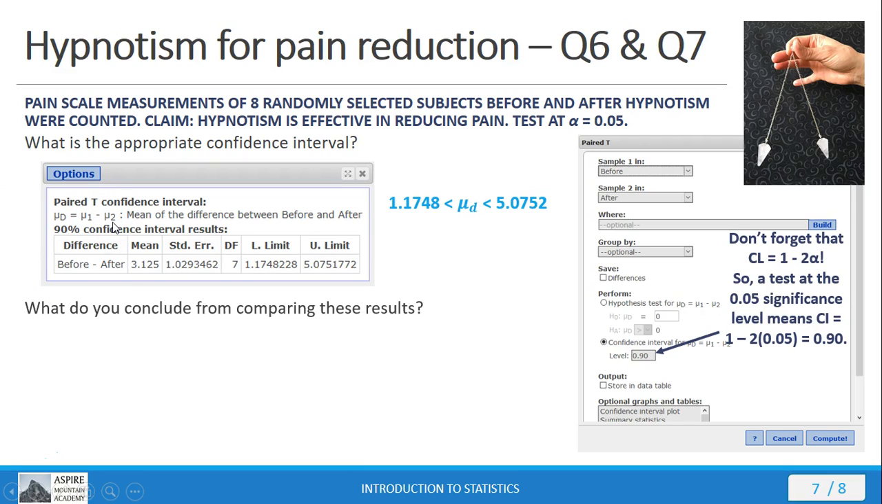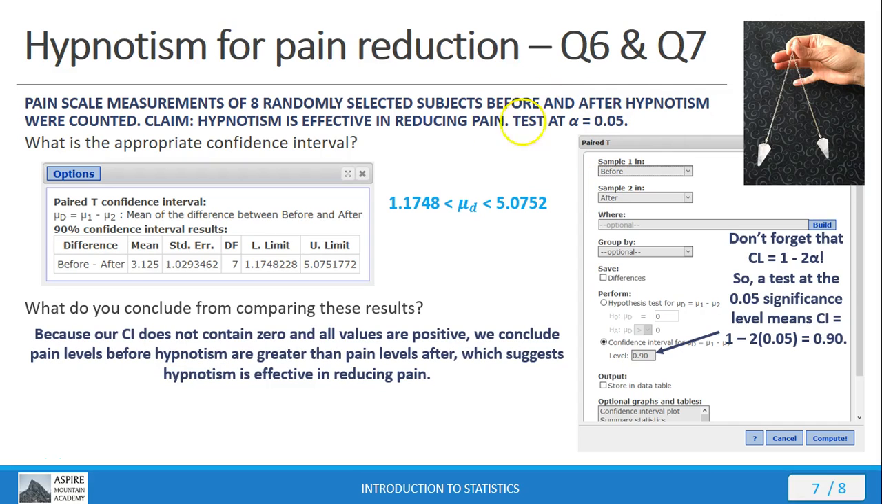If you remember the order in which you put things in, before is sample 1, after is sample 2, so that means that before is always going to be greater than after. And that means you're always going to see a reduction in those pain measurements. Therefore, it suggests hypnotism is going to be effective in reducing the pain.